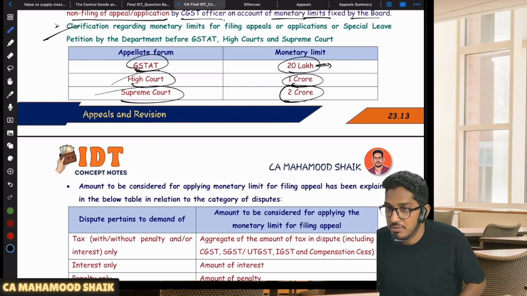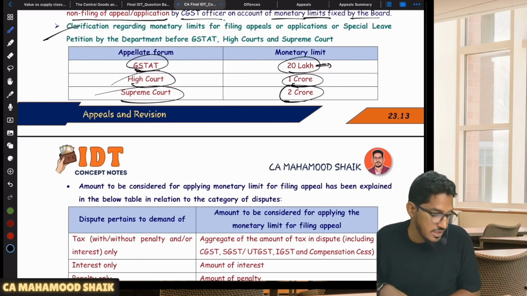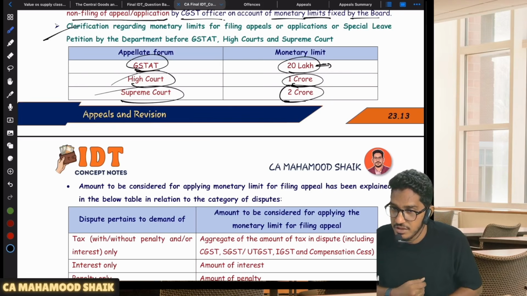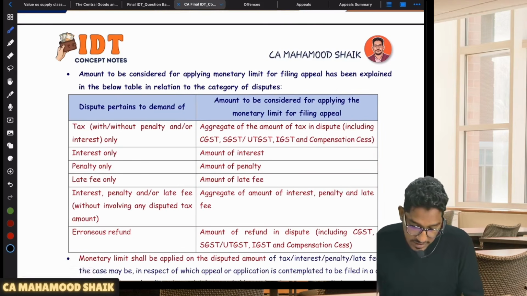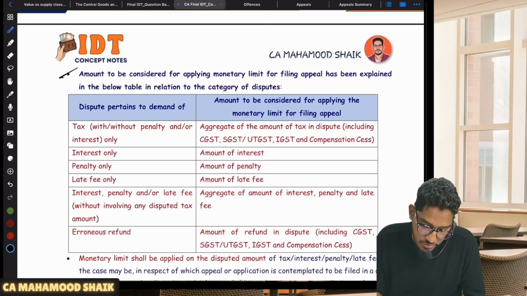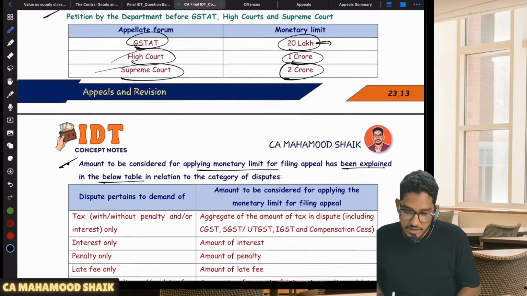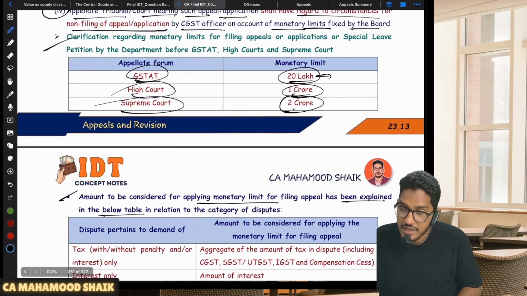What do you mean by monetary limit? Is it only the tax amount or is it interest also? Is it penalty also? If I don't have tax and interest, if I have only penalty, then how to calculate that limit, sir? So they have given the clarification in the next point. So what is the clarification they are giving? The amount to be considered for applying the monetary limits for filing appeal has been explained in the below table in relation to the category of disputes. So how to calculate these limits?